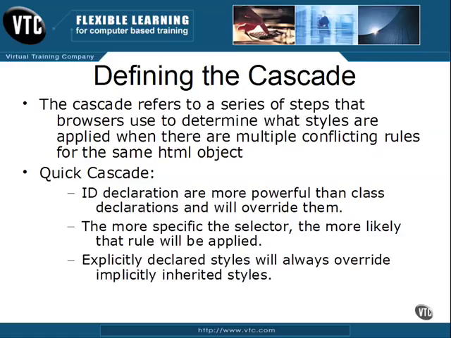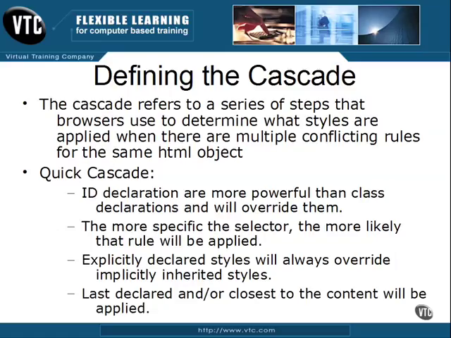But anyway, the third guideline is that explicitly declared styles will always override implicitly inherited styles. So again, that kind of mentions this more specific idea. If we have an explicitly declared style, it's always going to override an inherited style because that explicitly declared style is more specific. And the last guideline here is that the last declared or closest to the content will be applied. And so that essentially means what it says, in that if we have a style that was declared last and there's a conflict between that and a previous style, the last style will indeed win.